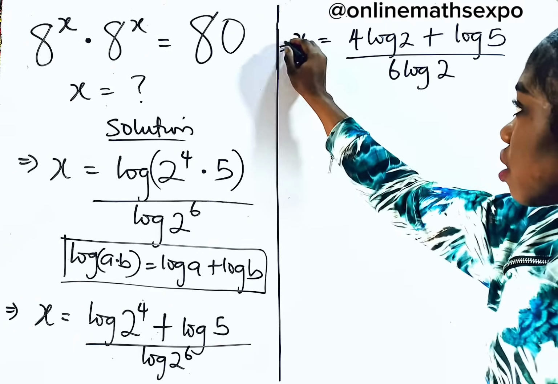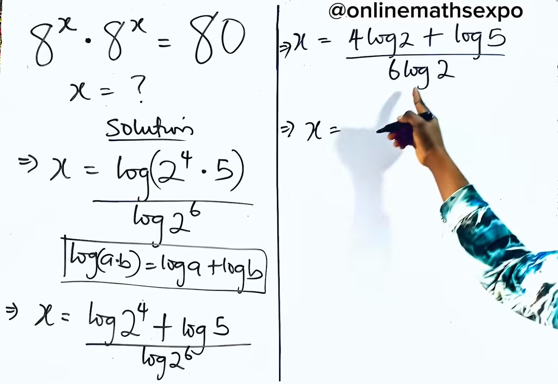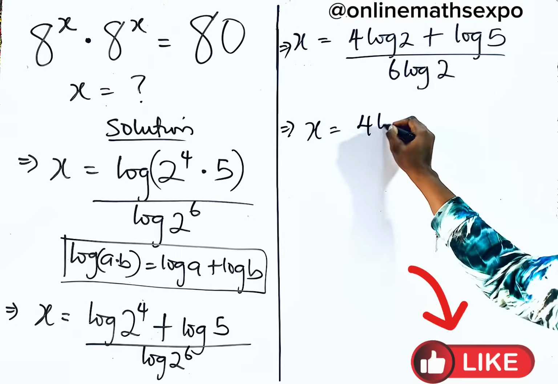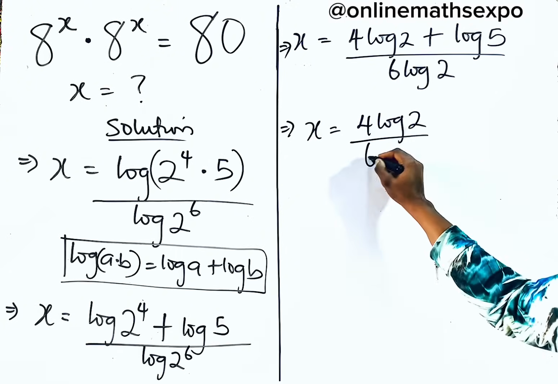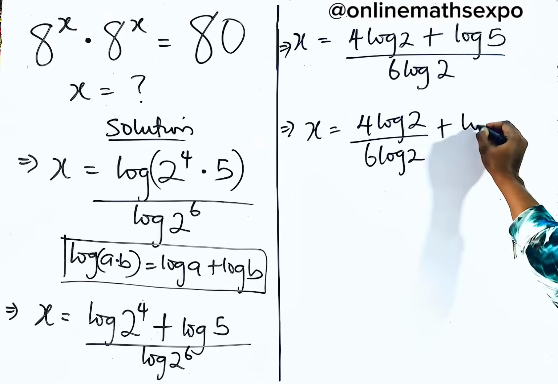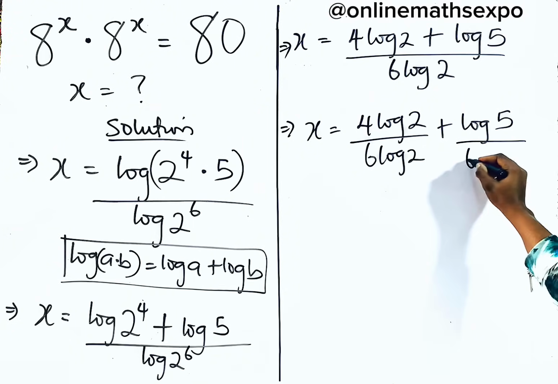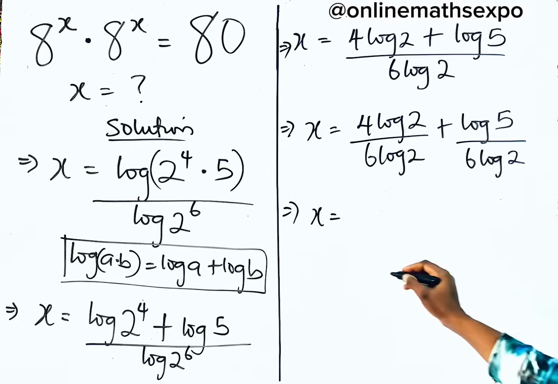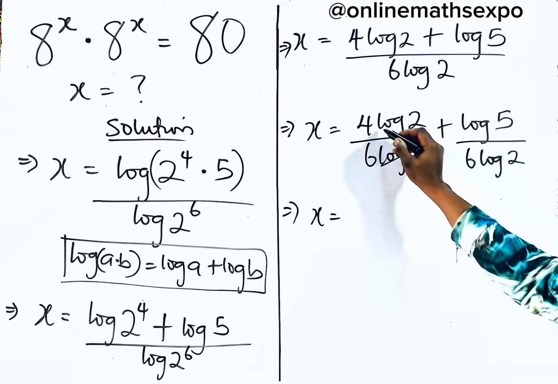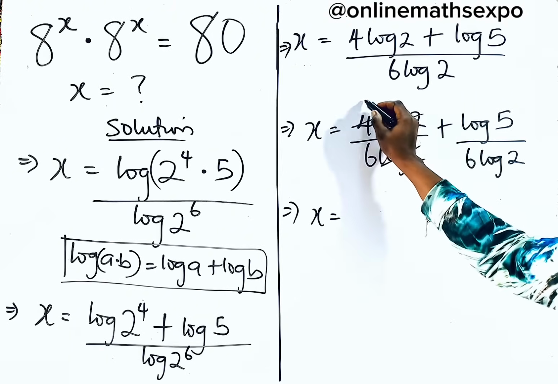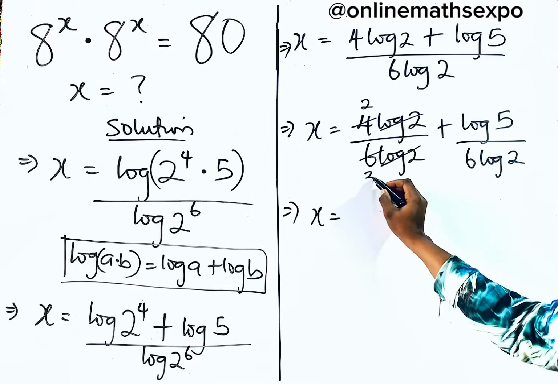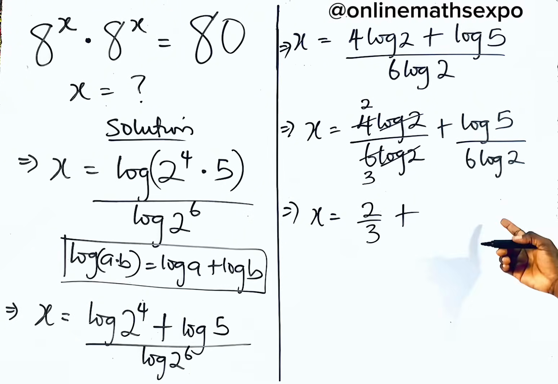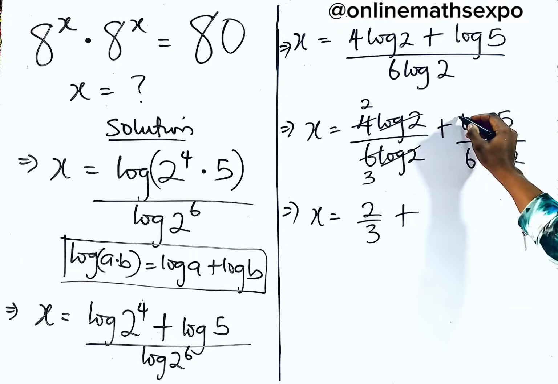Keep simplifying this. We are going to have x is equal to, this denominator divides each of the numerators, okay? So we have 4 log 2 divided by 6 log 2 plus log of 5 divided by 6 log 2. Keep simplifying. X is going to give us, you see these two are the same, so you are free to take them off. 2 divides itself. 2 here will give us 3. So we're going to have 2/3 plus, for this, you see that the coefficient of this log 5 is 1.